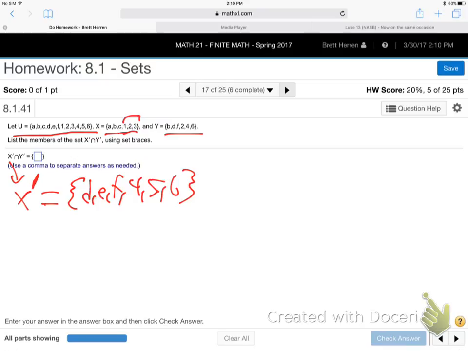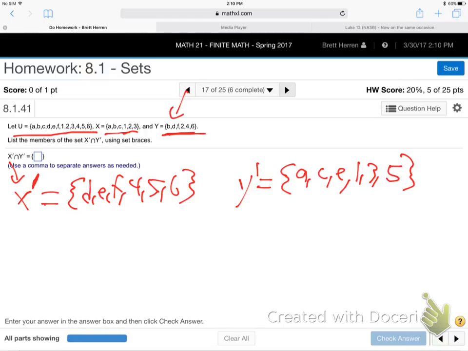Now, can you find Y complement? And again, you're comparing to the universe. You're saying, okay, this is Y. What are the things not in Y? But out of the things in the universe, I mean. Right? So if Y is B, D, F, then it would be A, not B, C, not D, E. Those 3 letters. So far, so good. Those are the letters not in Y. Here's Y again. And what numbers? 1, 3, 5. Are we good so far? We're almost there.